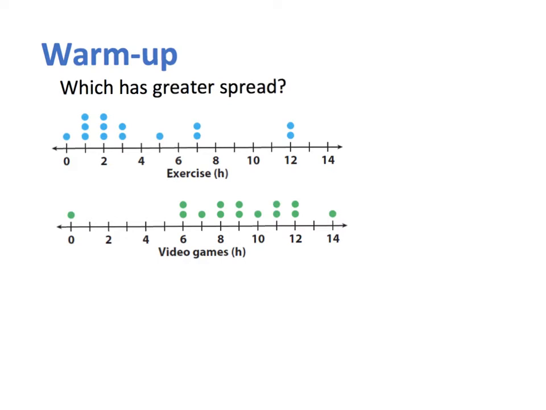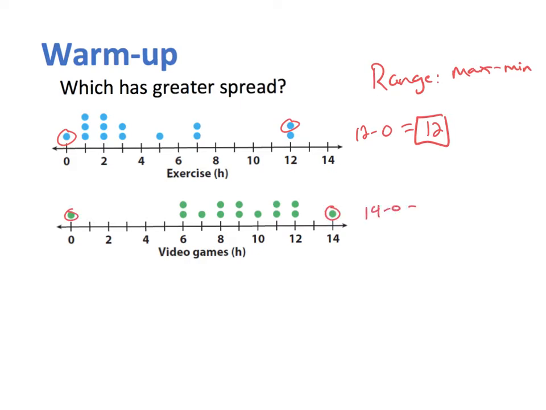If the question is which has greater spread, remember there are several statistical measures on how we look at spread. One of them is range, and range, remember, is found by max minus min. So if we find the range for both of these, in the first one, since the maximum value is 12 and the minimum value is 0, I get a range of 12. In the next one, the highest is 14 and the lowest is 0, so it would be 14 minus 0, and the range for the second one is 14.